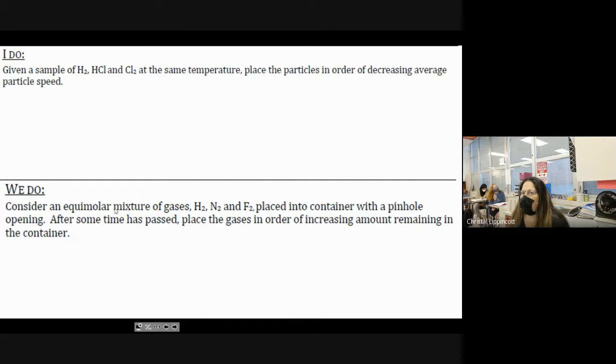All right, if we have an equal molar mixture of the gases hydrogen, nitrogen, and fluorine placed in a container with a pin-sized hole opening, that means it's going to go through effusion. After some time has passed, place the gases in order of increasing amount remaining in the container. So which will you have more of? Which will you have the least?